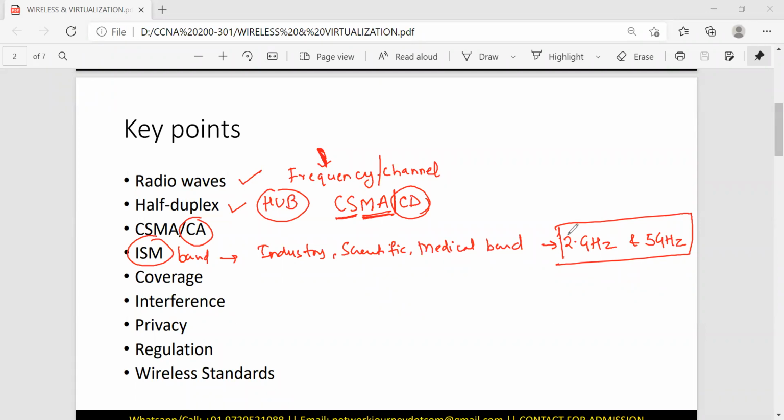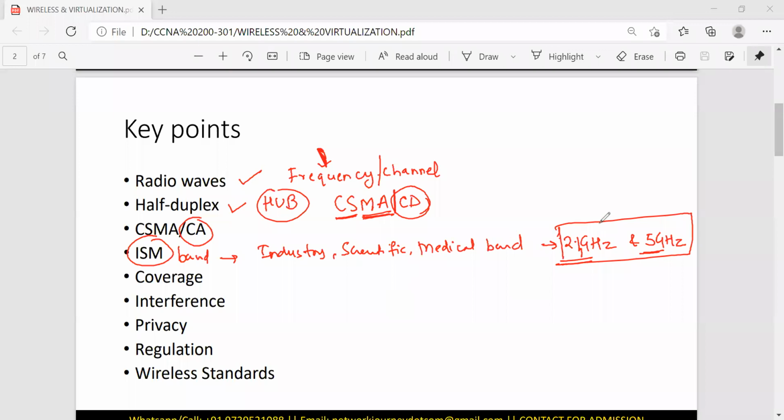For all other frequencies where we communicate with our mobile or any other communication satellite, certain frequencies are kept reserved, which have to be licensed. The spectrum needs to be purchased from the government, and accordingly you can utilize it for your application or communication. But for this band, we don't need to have a license. So we say 2.4 gigahertz and 5 gigahertz are the frequencies where your wireless devices generally work.